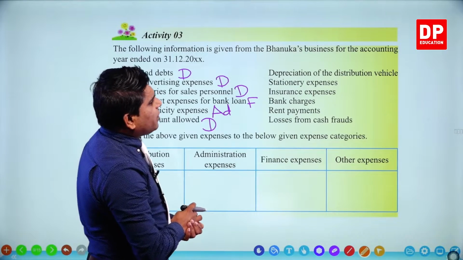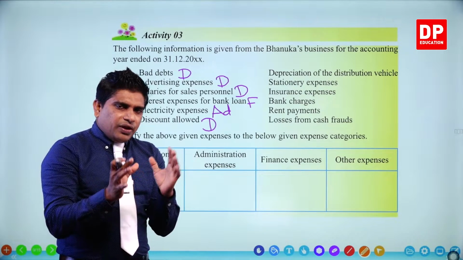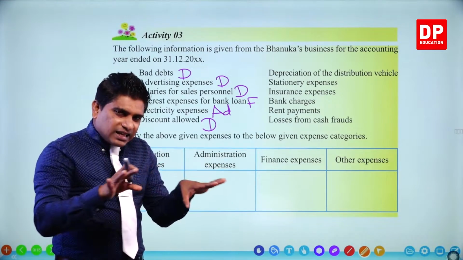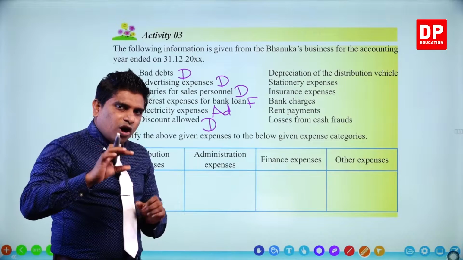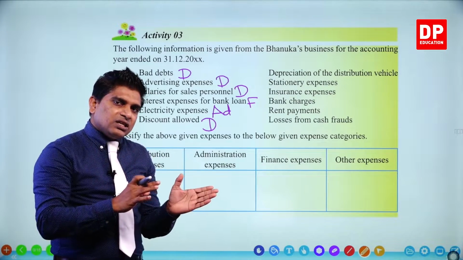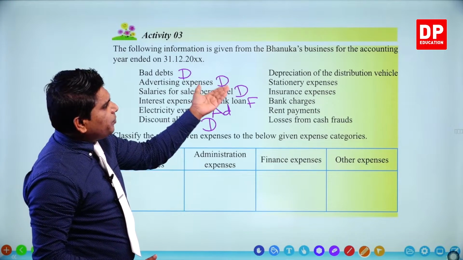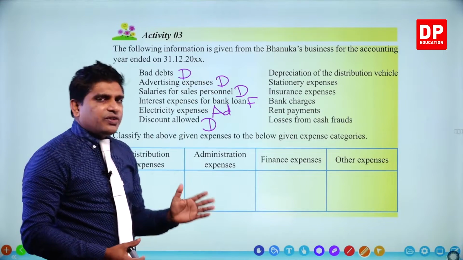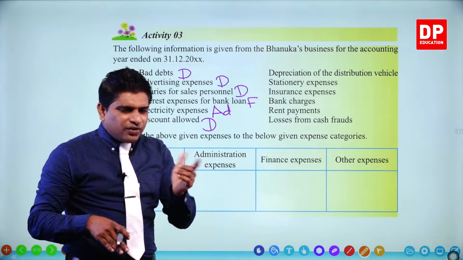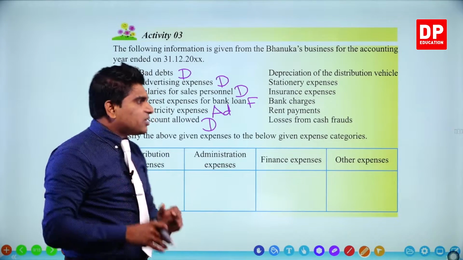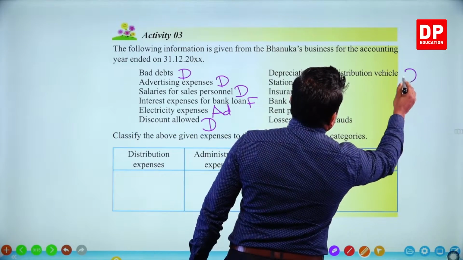Then depreciation of distribution vehicle. Depreciation means when we use non-current assets, their value decreases. We can measure using monetary value how much the value decreased. So it is called what? Depreciation. Especially here, depreciation of the distribution vehicle. The vehicle that we use to distribute goods was depreciated. Then it comes under the distributing expense category. I put here, right? Distributing expense.